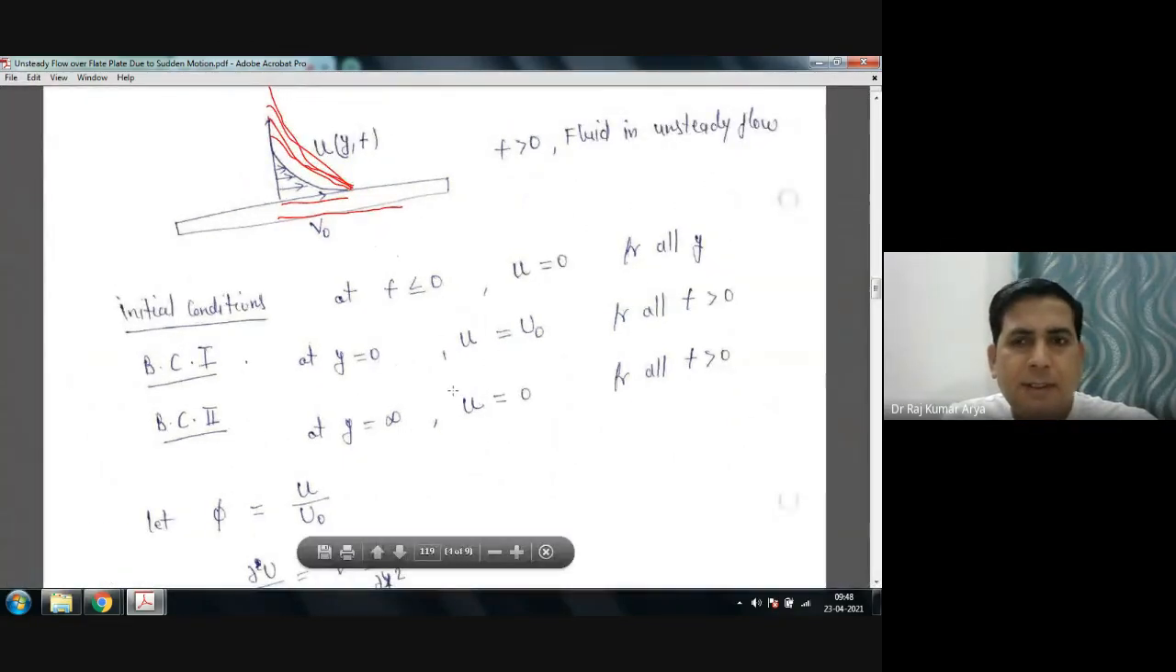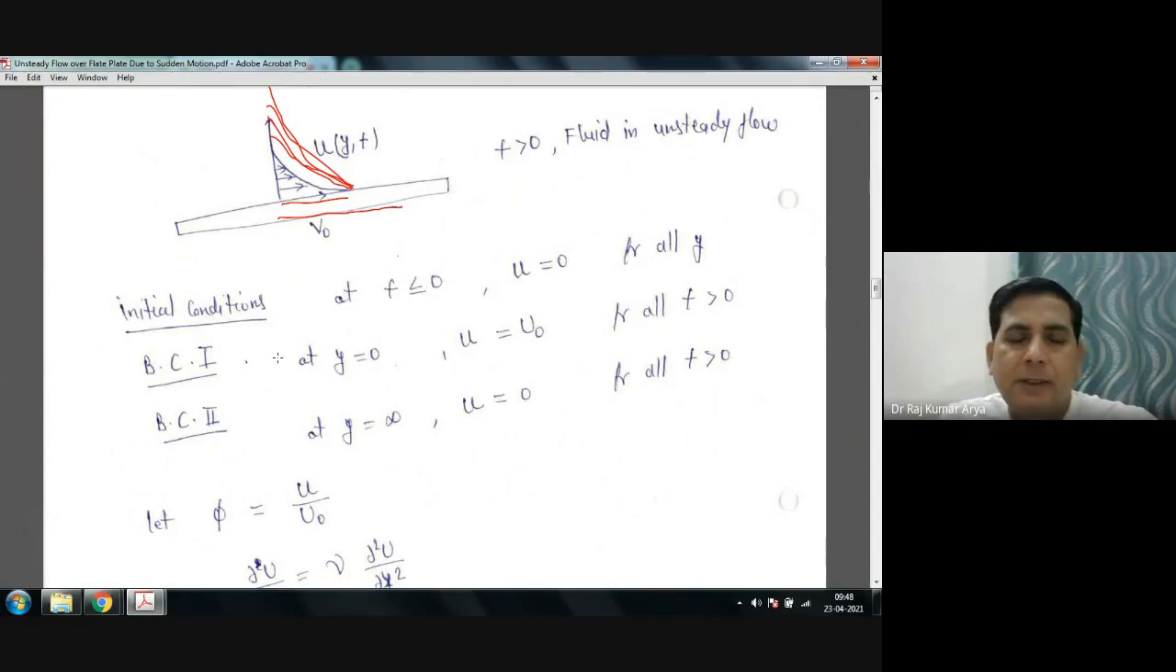So you have this part that at t less than or equal to 0, your velocity u is 0 everywhere, for all y, no matter whether you are here or here or here. For all y, velocity is 0. This is the initial condition.